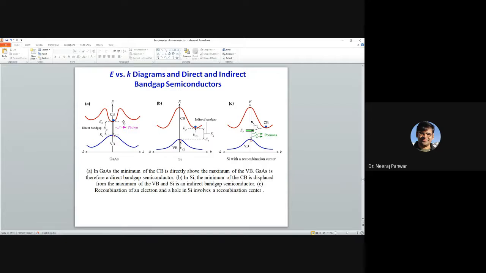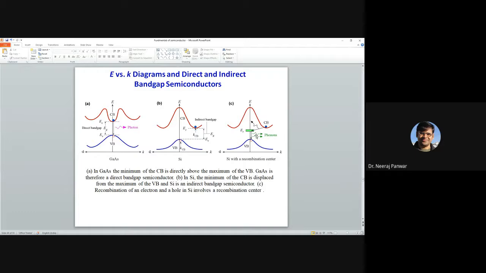The time for electron hole recombination for a direct band semiconductor is 10 to the power minus 8 to 10 to the power minus 10 second, whereas for an indirect band semiconductor the electron hole recombination is much slower. It is 10 to the power minus 2 to 10 to the power minus 4 second. So why is a third entity required? Because whenever the electron hole recombination has to take place, the conservation laws for energy and momentum must be satisfied.